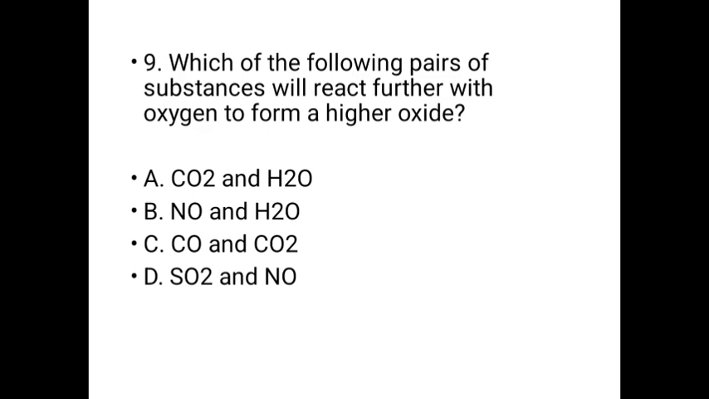Number 9. Which of the following pairs of substances will react further with oxygen to form a higher oxide? A. Carbon dioxide and water. B. Nitric oxide and water. C. Carbon monoxide and carbon dioxide. D. Sulfur dioxide and nitric oxide. The correct answer is sulfur dioxide and nitric oxide.